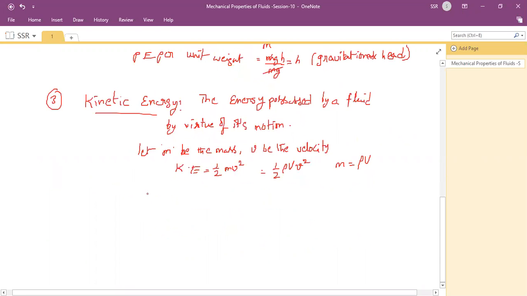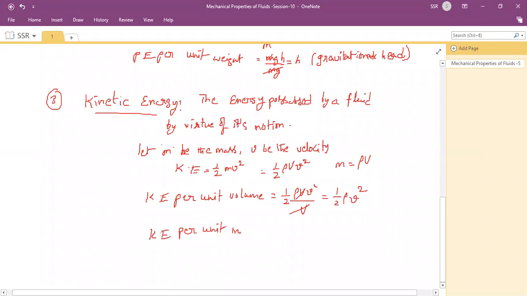Then kinetic energy per unit volume, KE per unit volume, that is equal to half rho V into small v square divided by capital V. Then capital V cancels: half rho small v square. Half rho v square is the kinetic energy per unit volume. Then KE per unit mass: half m v square by m cancels, that is half v square.